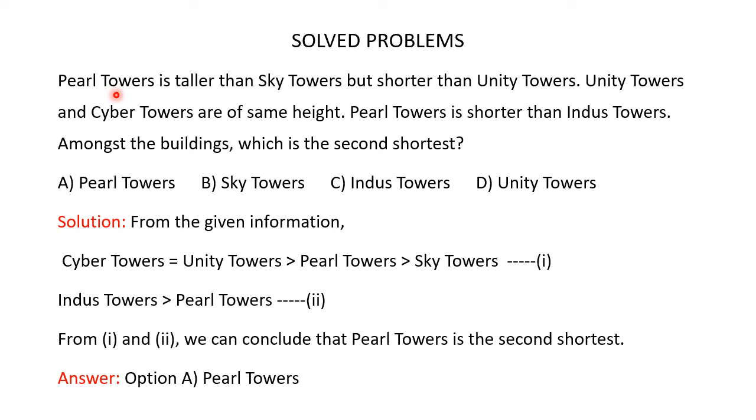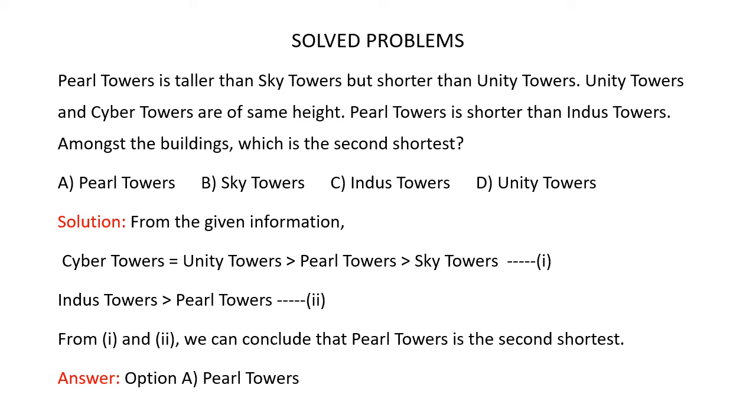Pearl Towers is taller than Sky Towers but shorter than Unity Towers. Unity Towers and Cyber Towers are of the same height. Pearl Towers is shorter than Indus Towers. Amongst the buildings, which is the second shortest? You are given four options and you have to find out which of these options is the correct one.